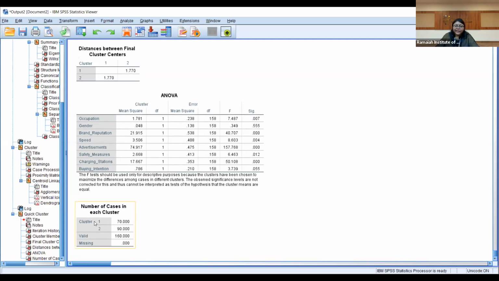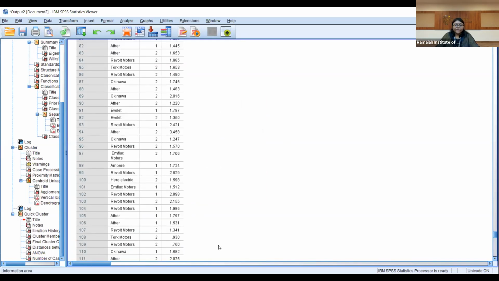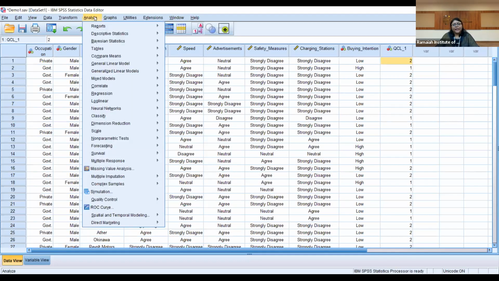Now this is what we get, the number of cases in each cluster. In cluster 1, we have got 70 respondents, and in cluster 2, we have got 90. So a total of 160. So this is all about your non-hierarchical clustering. Now let's go ahead with the third clustering, that is the easiest one, your two-step analysis.